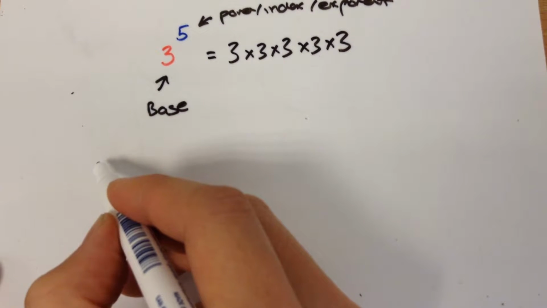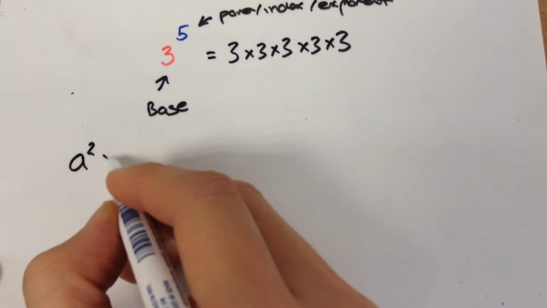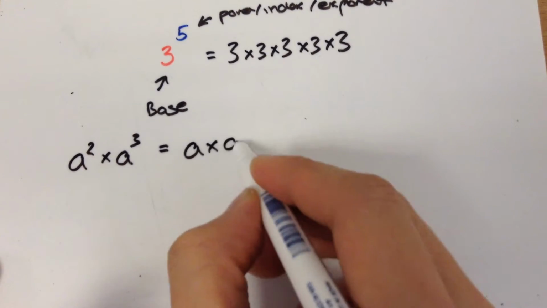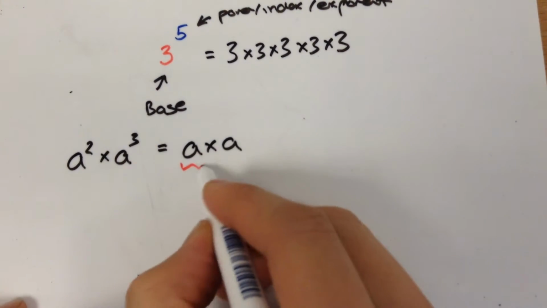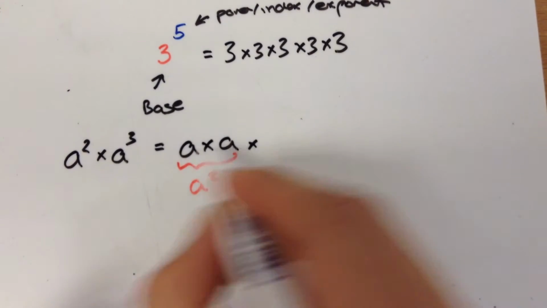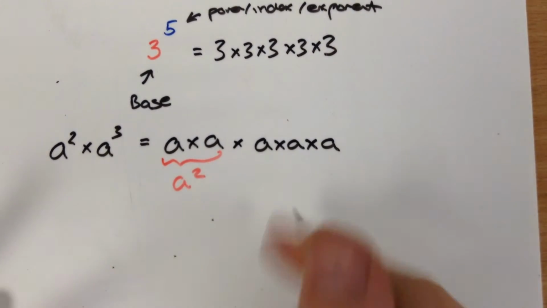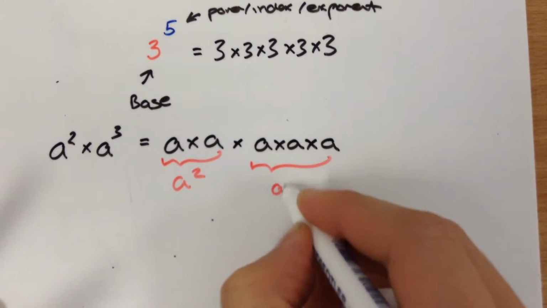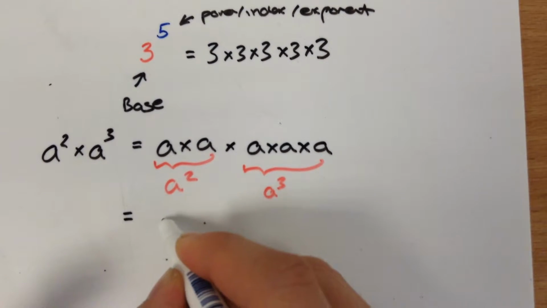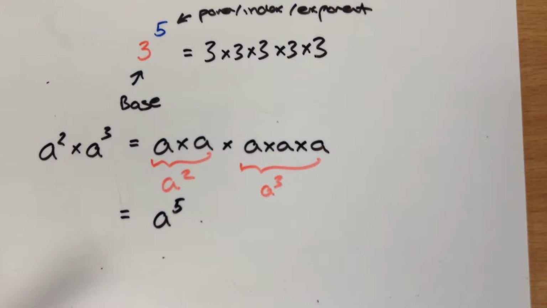We can then look at combining powers. So let's say you had a squared times a cubed. A squared is a times a. So this is my a squared, times a cubed, which is a times a times a. So a times itself 3 times. So this part is my a cubed. And you will see altogether I have a total of 5 a's multiplied together, which is the same thing as a to the power of 5.